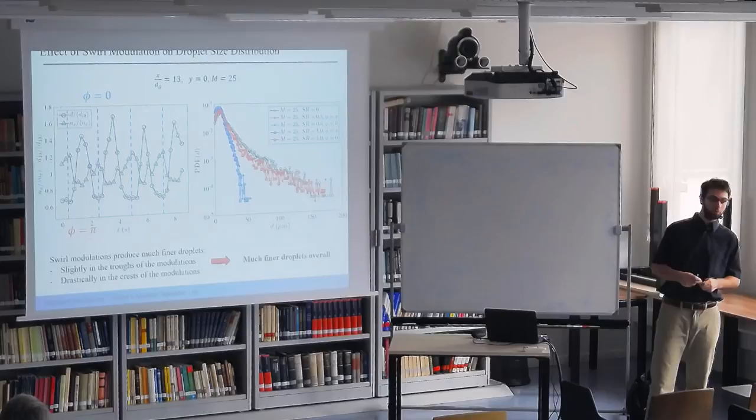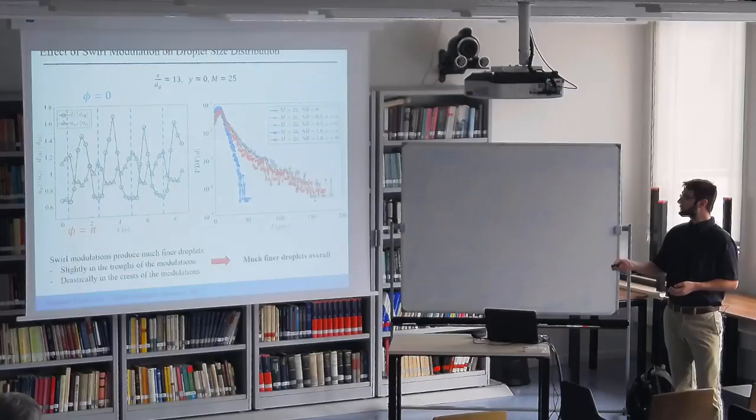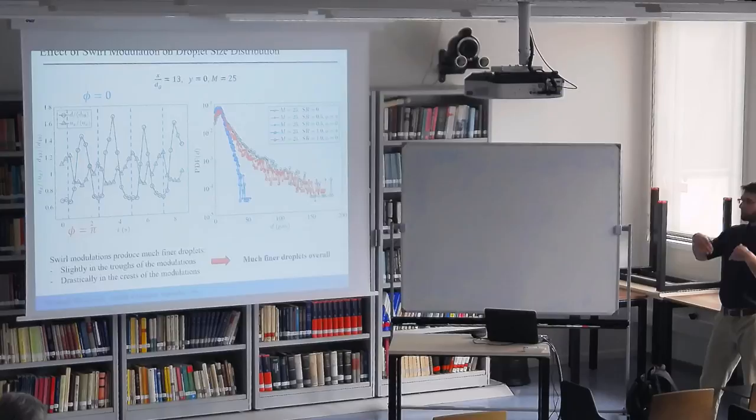So we can use the velocity information to phase average our droplet size distribution. And that's what we've done here on the right, where the phase phi equal to zero, the blue curve, is at the peak of the oscillation when you have more momentum and produce smaller droplets. And the red is at the valley of the oscillation. And the comparison is with the reference case without swirl.